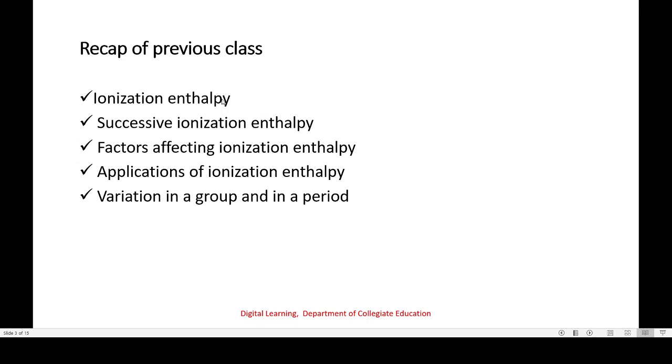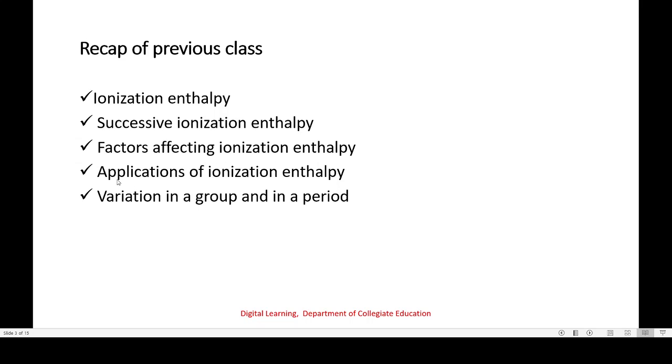So in the earlier video, we defined ionization enthalpy, which is the amount of energy required to remove an electron from a neutral gaseous atom, and the successive ionization enthalpy, and the various factors such as atomic size, effective nuclear charge, electronic configuration, and screening effect, which affect the ionization enthalpy.